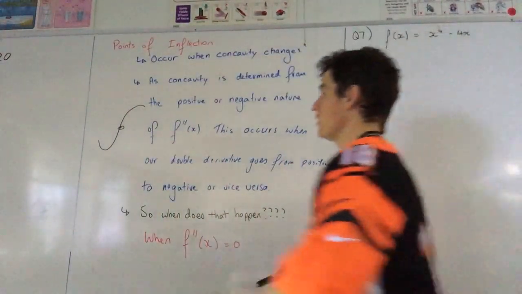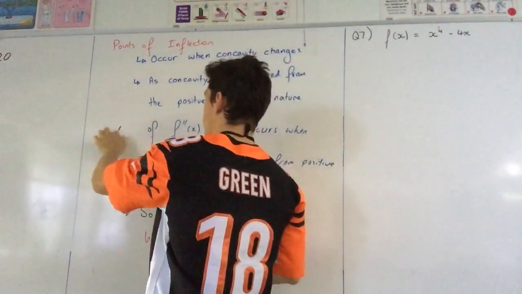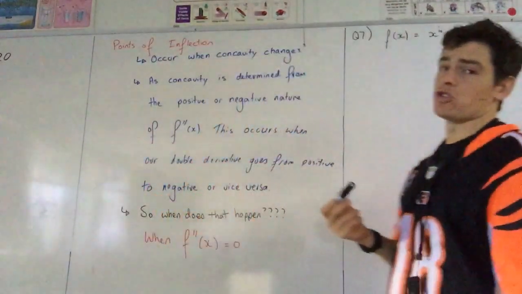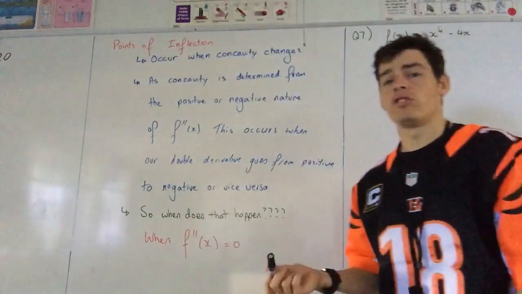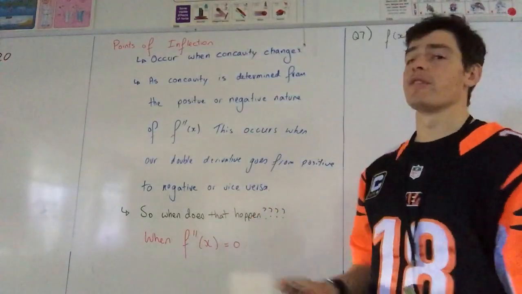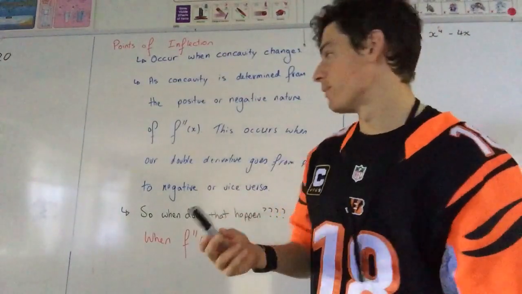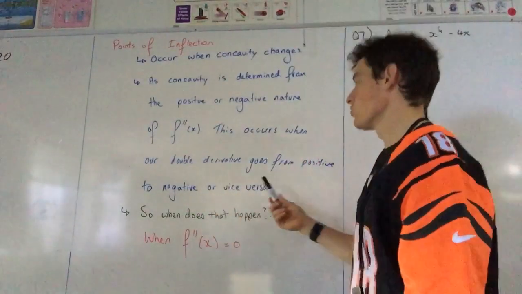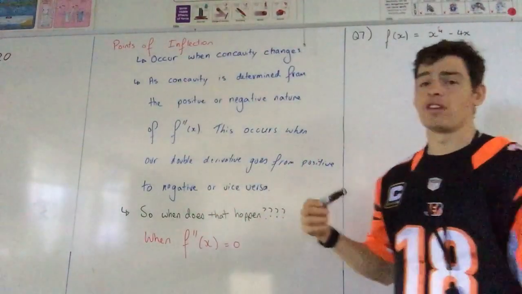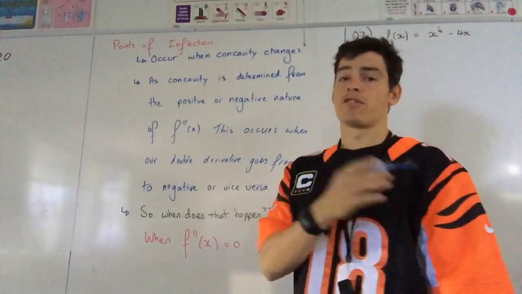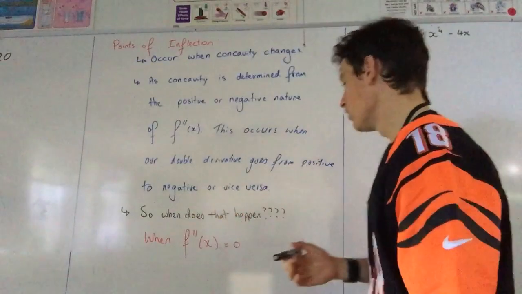If we think back to our last lesson about concavity and how we determine it, it's determined by the positive or negative nature of our double derivative, f double dash x, or d squared y dx squared. So this occurs when our double derivative goes from positive to negative or vice versa. So we have to think about, when does a number go from negative to positive?